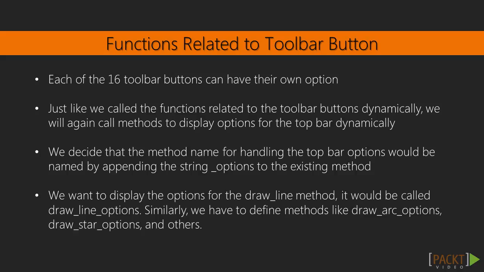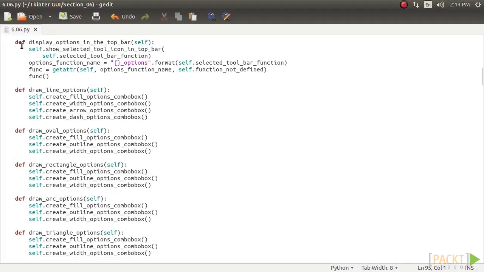Just like we call the functions related to the toolbar buttons dynamically, we will call methods to display options for the top bar dynamically. So we decide that the method name for handling the top bar options would be named by appending the string _options to the existing method. So suppose we want to display the options for the draw_line method. It would be called draw_line_options. Similarly, we have to define methods like draw_arc_options, draw_star_options, and others.